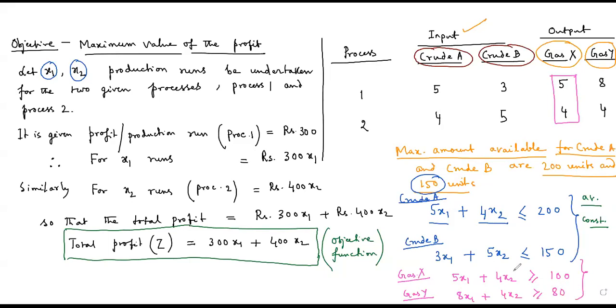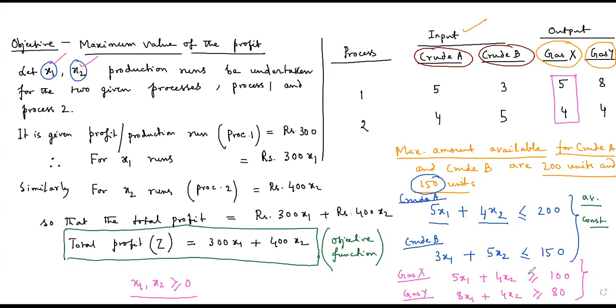And one beautiful thing is that since x1 and x2 are the production runs, they cannot be negative. You cannot say that I will run the production minus 2 times. So these production runs x1 and x2 are always positive. So x1, x2 greater than or equal to 0. From there, the non-negativity restriction comes. So LPP has got 3 parts. Our problem is done. We have formulated the LPP.